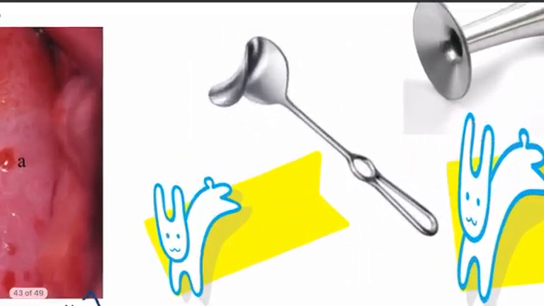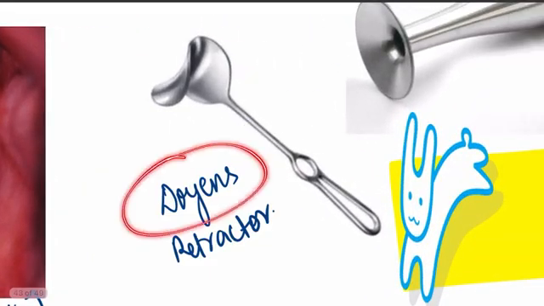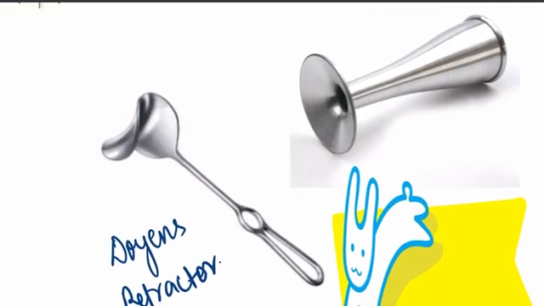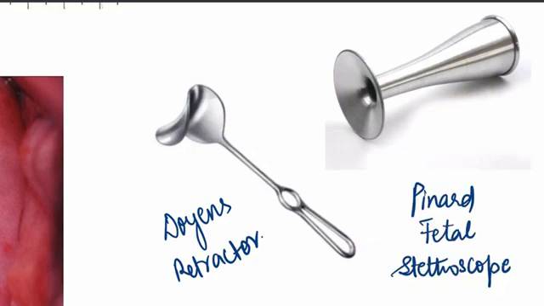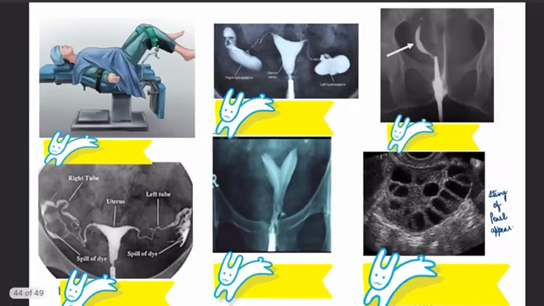Now, this is a retractor. The name of this retractor is Doyen's retractor. This one is also special because this is a manual stethoscope used for fetal heart rate monitoring during the gestational period. So this is known as Pinard's fetal stethoscope. Let's move on to the next slide.